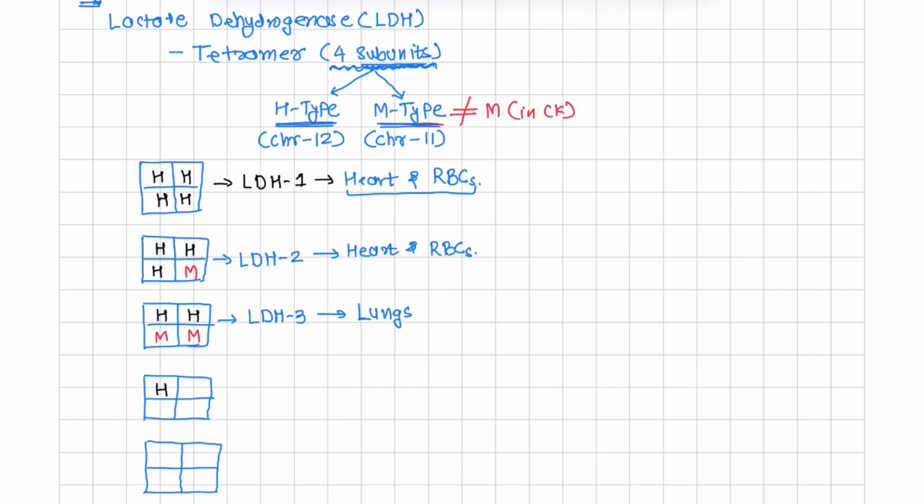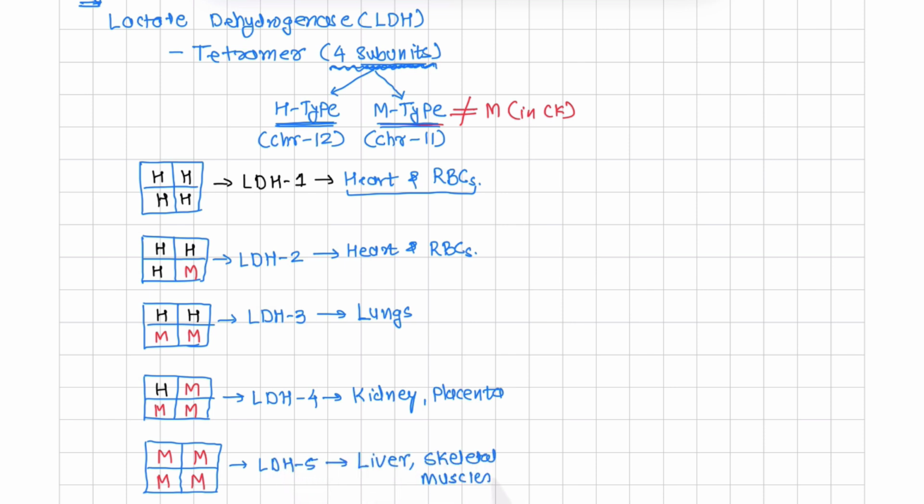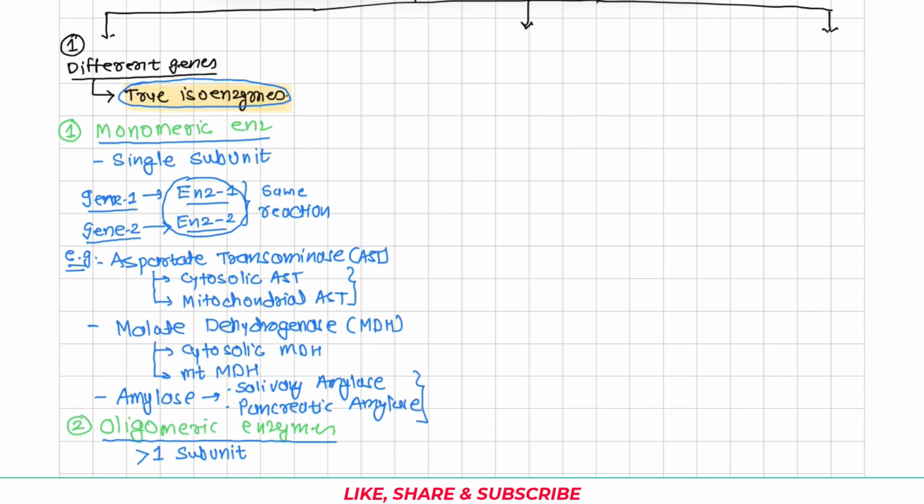Combination of 1H and 3M makes LDH4, which is found in kidneys and placenta. And combination of all 4M makes LDH5, found in liver and skeletal muscle. So there are 5 LDH isoenzymes, each with different subunit composition and tissue distribution. Again, since their subunits are coded by different genes, LDH isoenzymes are also true isoenzymes. We will have a detailed discussion about these isoenzymes in subsequent videos. Here I am just superficially discussing these enzymes.